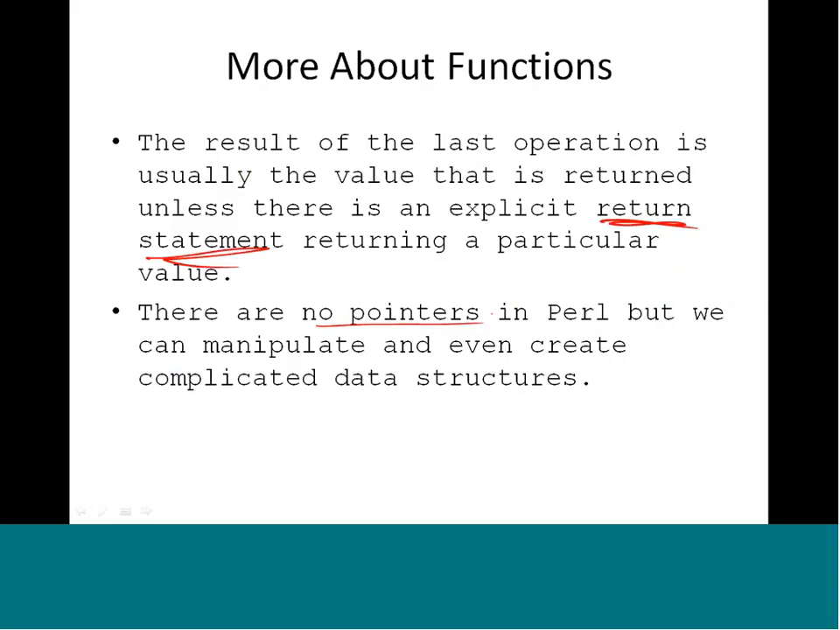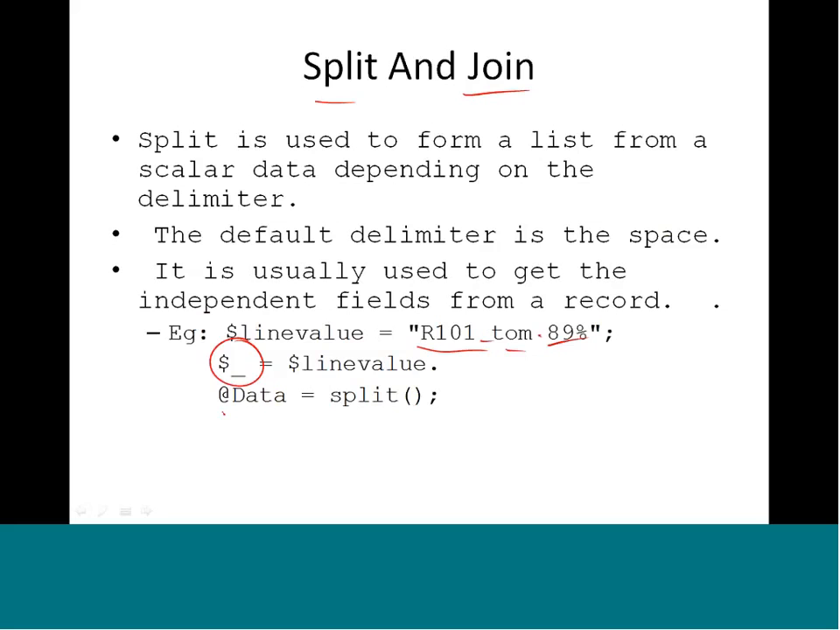Okay, the other thing that we just touched upon is split, which is used to form a list from scalar data depending on the delimiter. Here is one example: "R101 Tom 89%". We declare an array and then say split, which means the split happens on the blank space, and it operates on the variable $_.